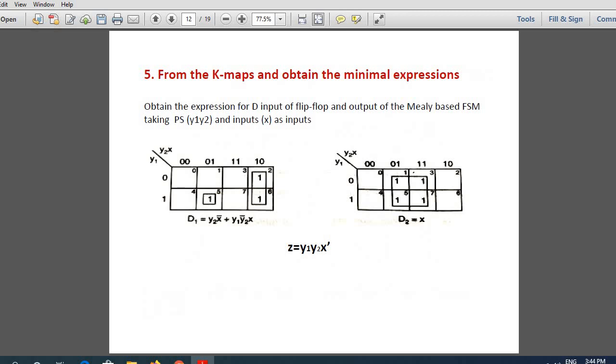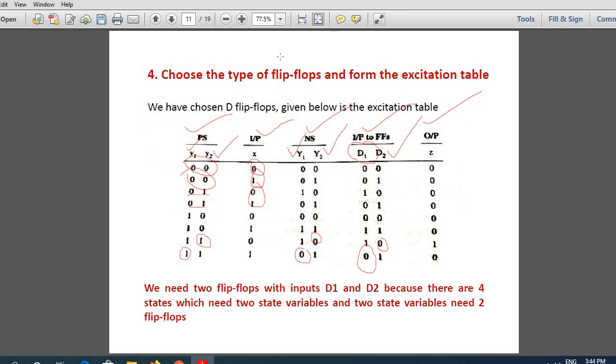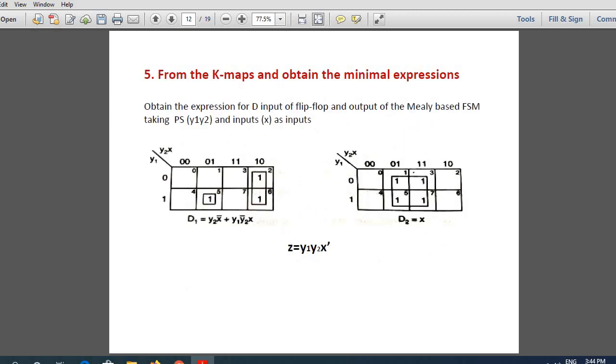So the next step is forming the K-maps. Using present state and input, you form the K-map for D1. Similarly, using present state and input, you form the K-map for D2. Using present state and input, you form the K-map for Z. Look here, the Y1, Y2, X combination is taken. You form the K-maps for D1, D2 and Z. Please don't forget to put zeros here.